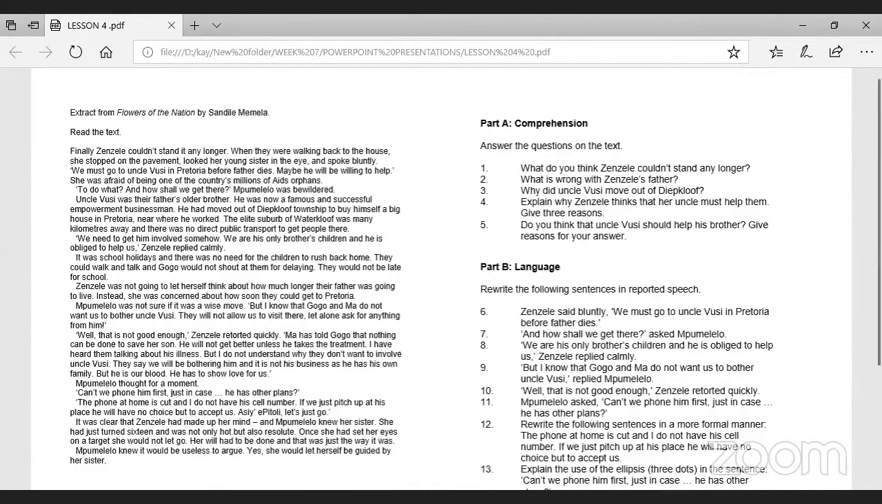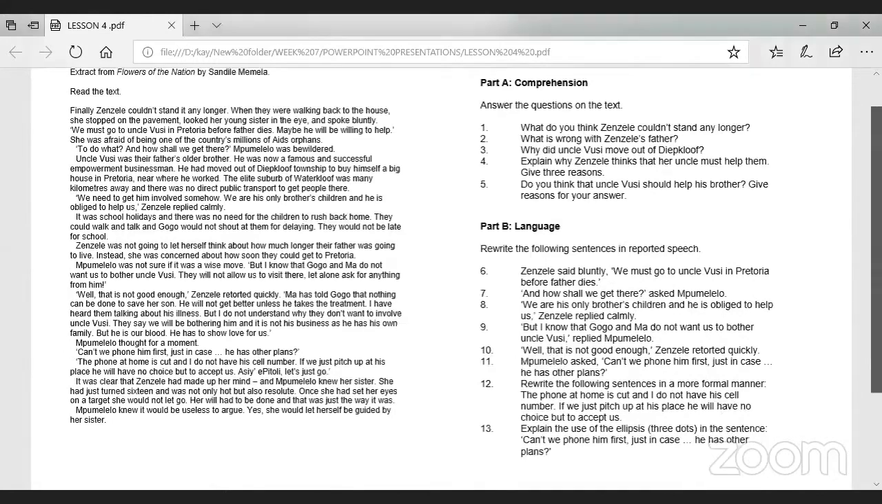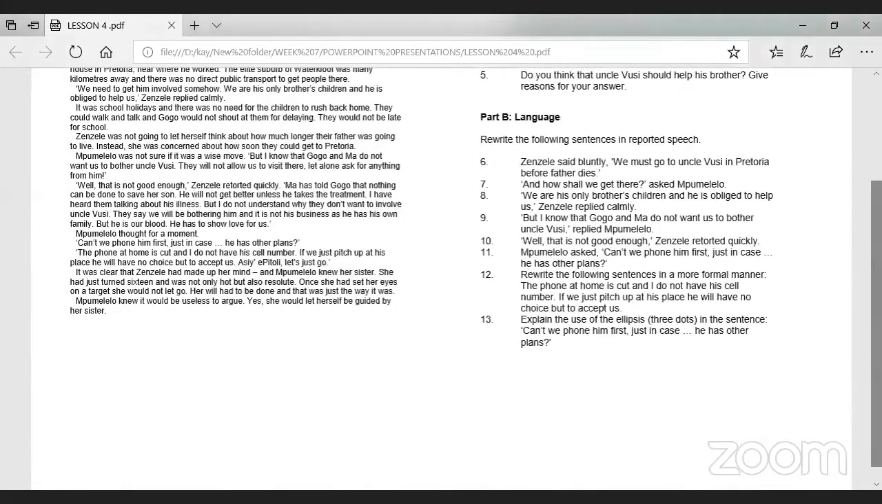Okay, let's move on to part B, which is language. Rewrite the following sentences in reported speech. Remember guys, I said reported speech is the same thing as indirect speech. And if you were listening and you remember what we said regarding reported speech, we said that we don't use quotation marks for reported speech.